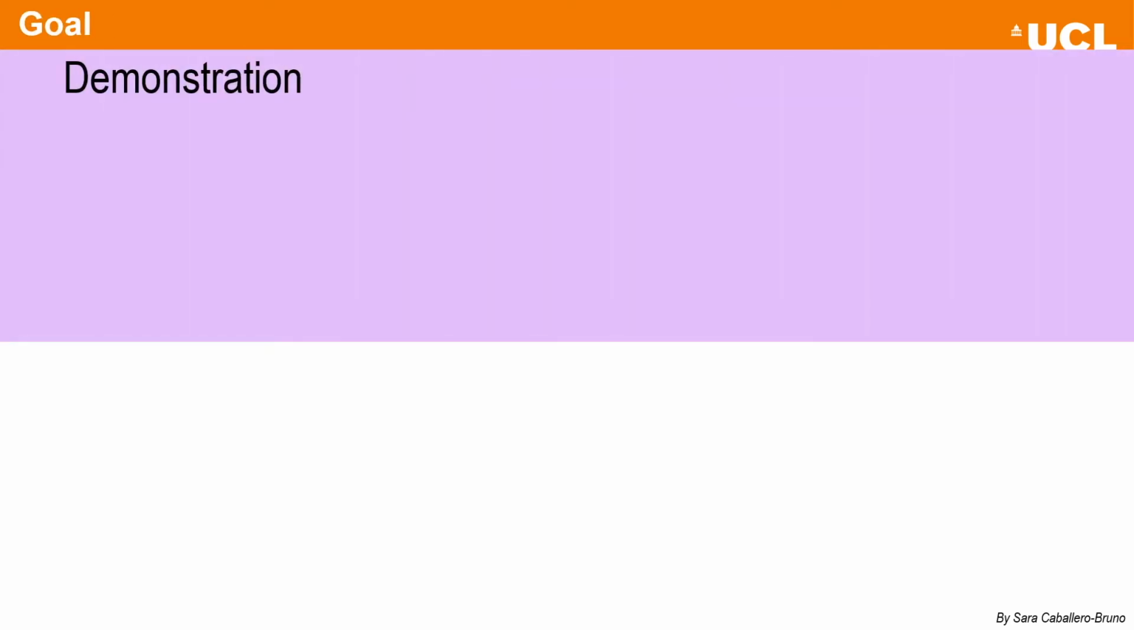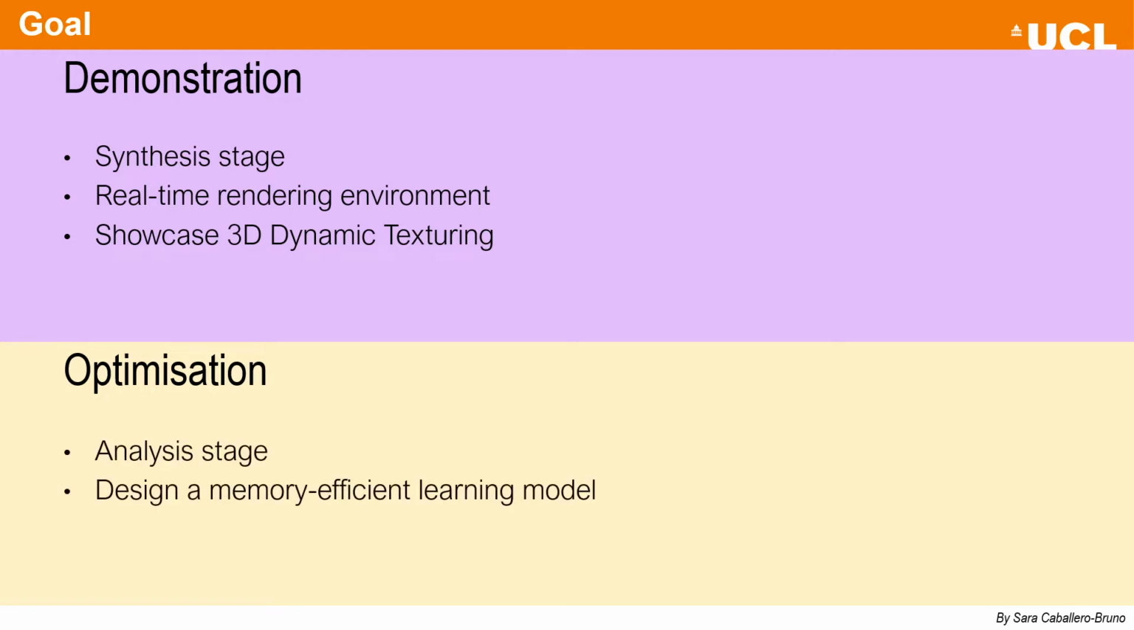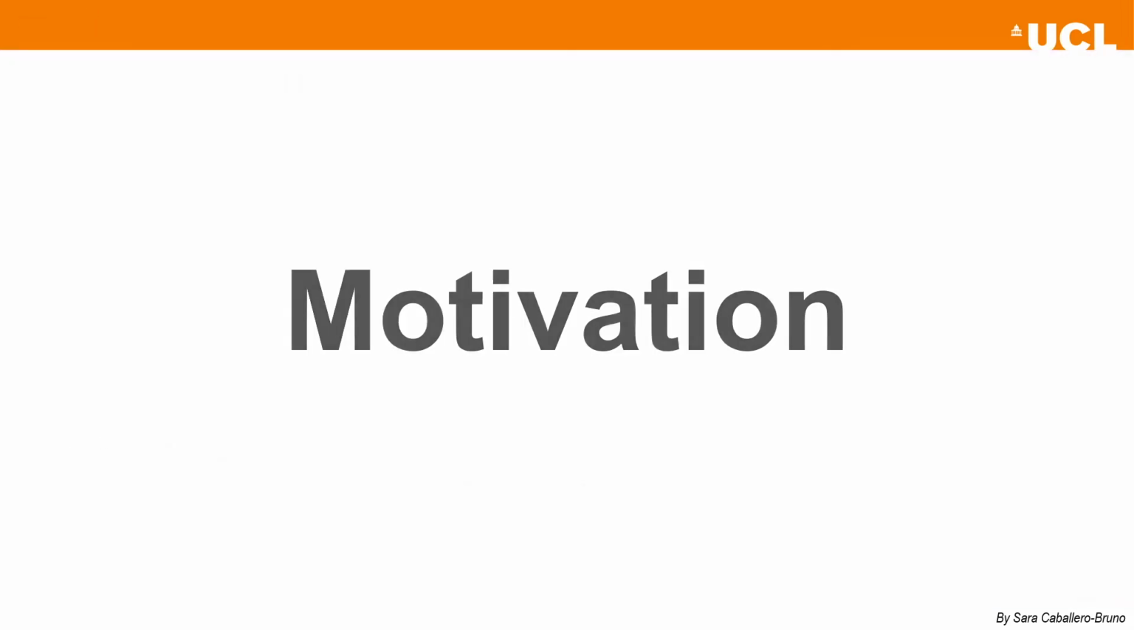There are two main goals of this project. Firstly, is to serve as a demonstration of the original concept. In other words, to create a real-time rendering environment where we can show the dynamic texturing on some 3D objects. Secondly, is to optimize the original model. The original model was too complex to actually work in a rendering environment, and therefore we need to create a simpler, faster model.